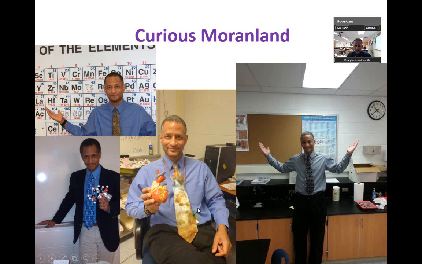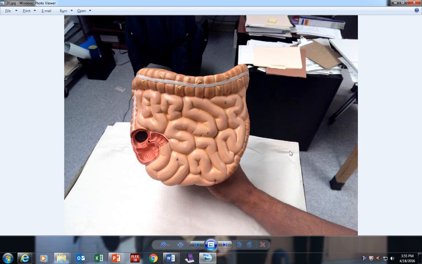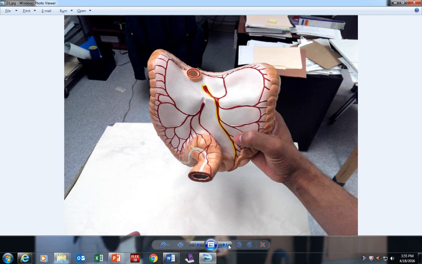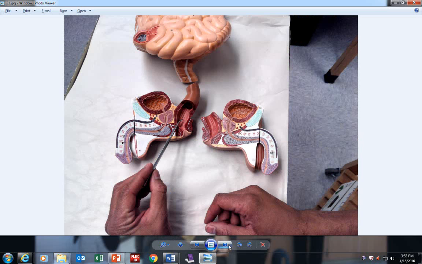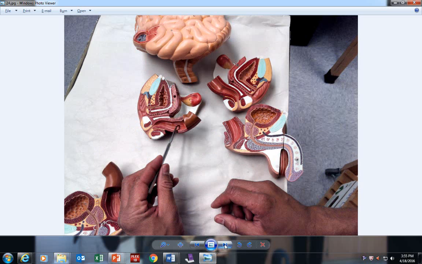All right, and before we finish, let's go back and look at the models, if there's anything else we should see. Actually, let's look at the descending colon and the rectum. You've got the descending here, and then there's basically the rectum and anal canal, on the male. You can see it also on the female.